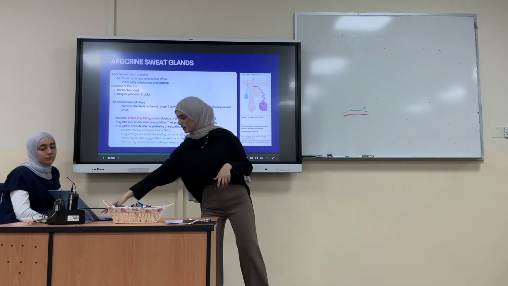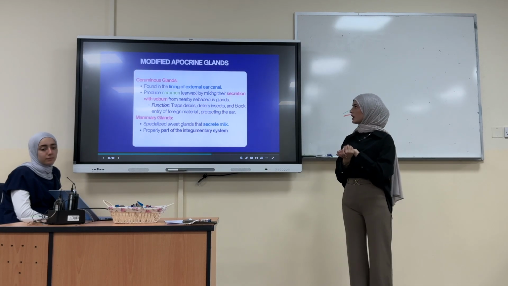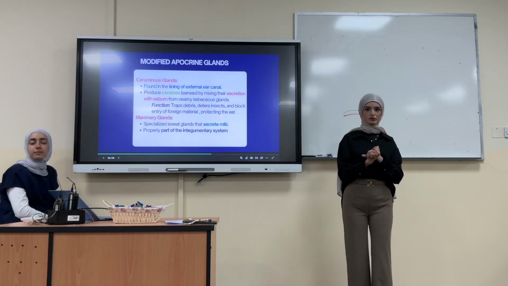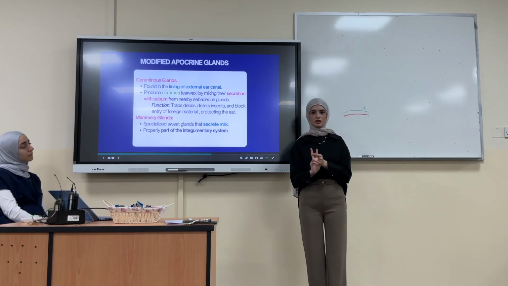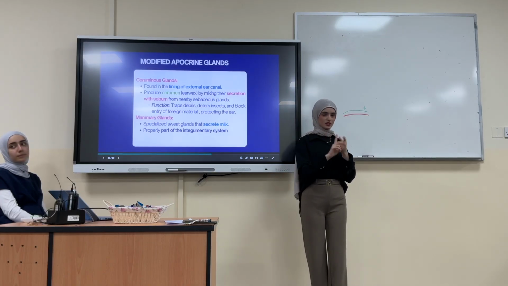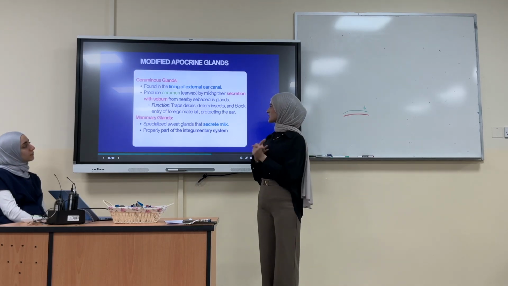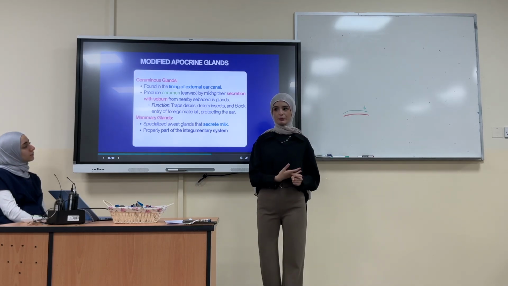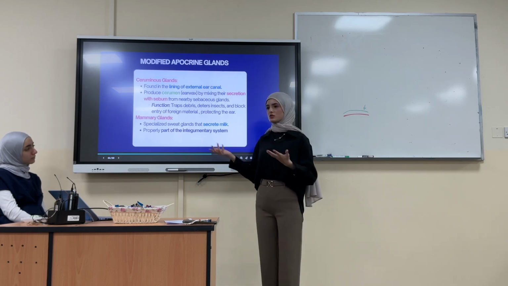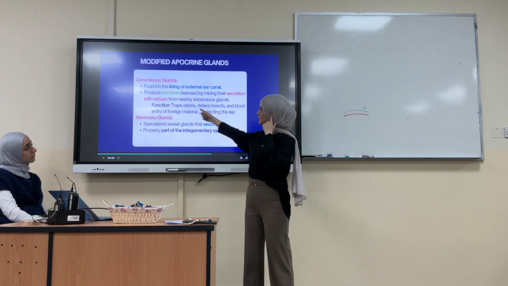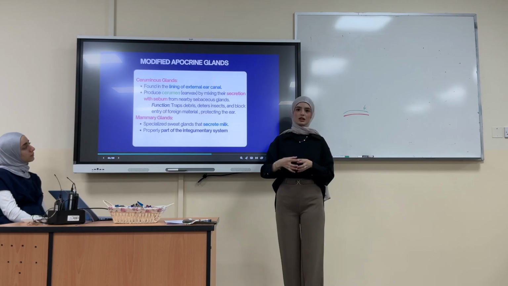Okay. We have two types of modified apocrine glands. What are they? The ceruminous glands and the mammary glands. So the ceruminous glands, where do we find them? In the external ear. What do they secrete or produce? Earwax. And earwax is called cerumen. What is earwax made of?